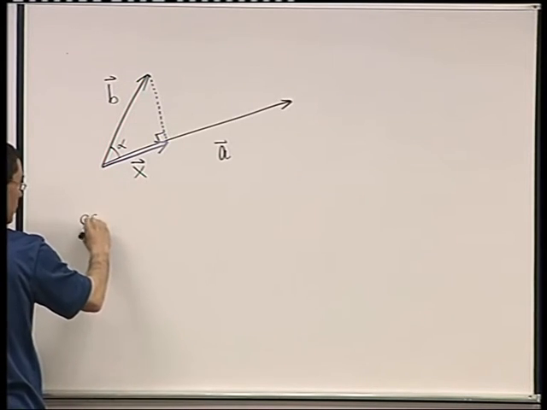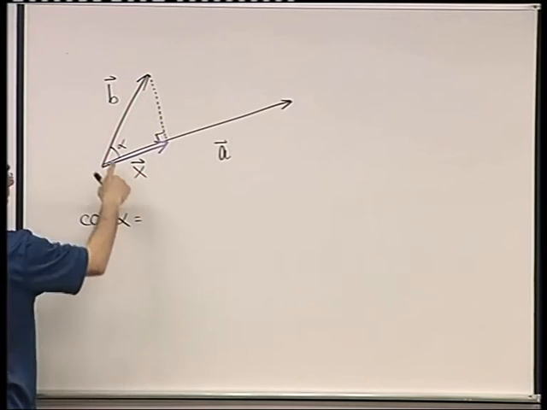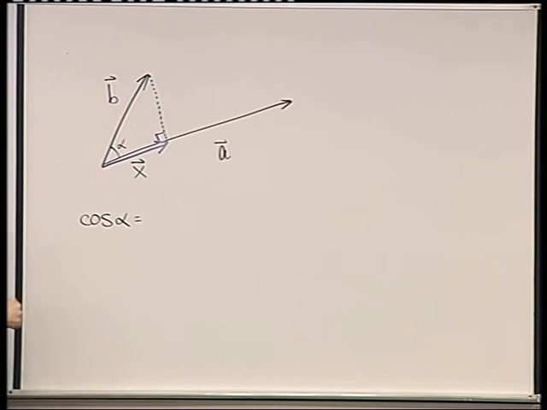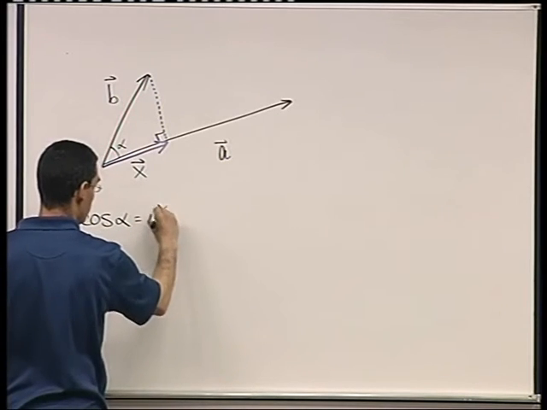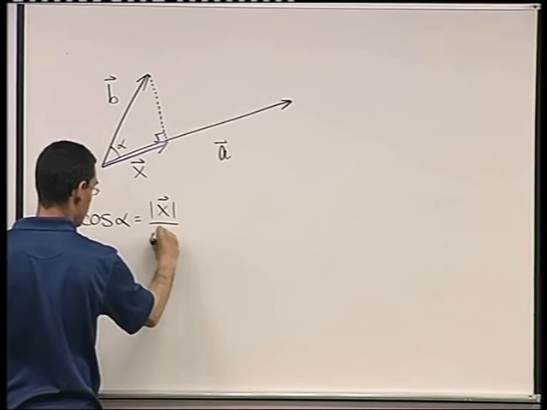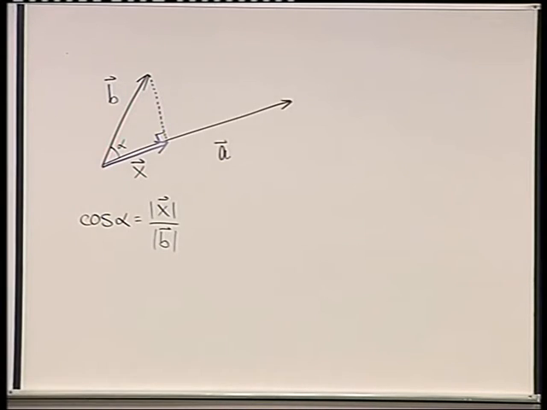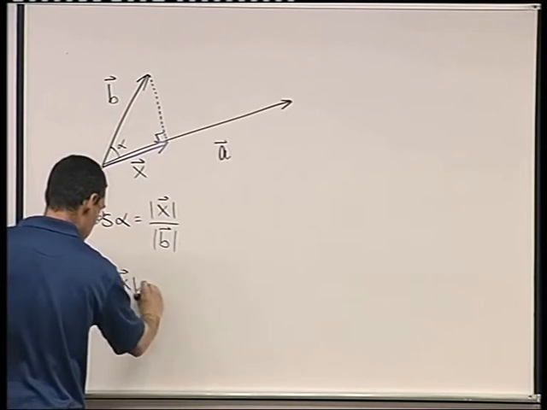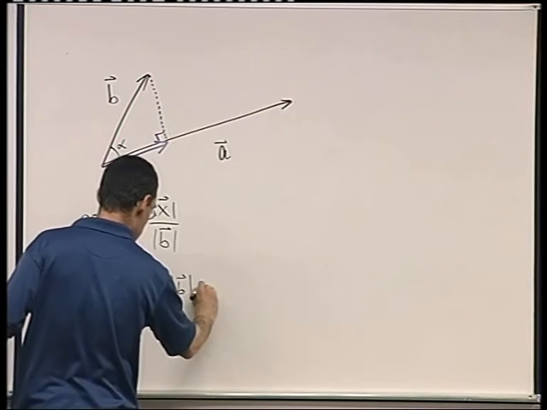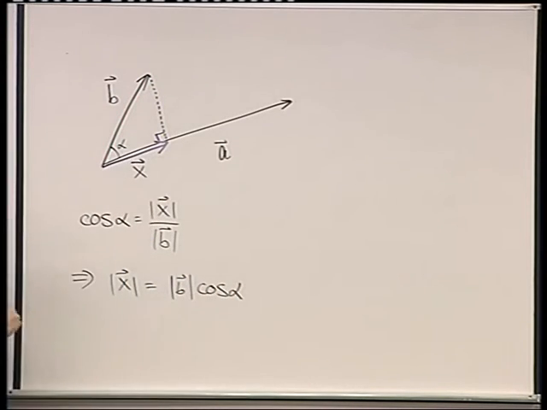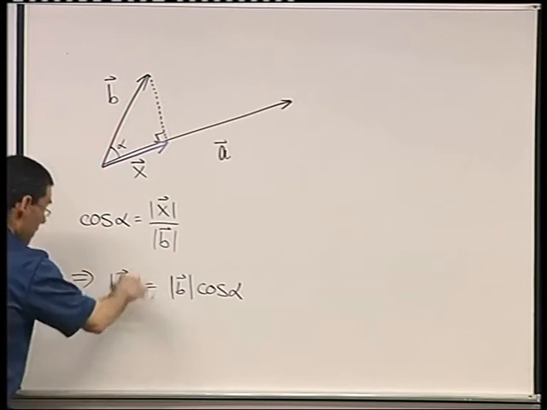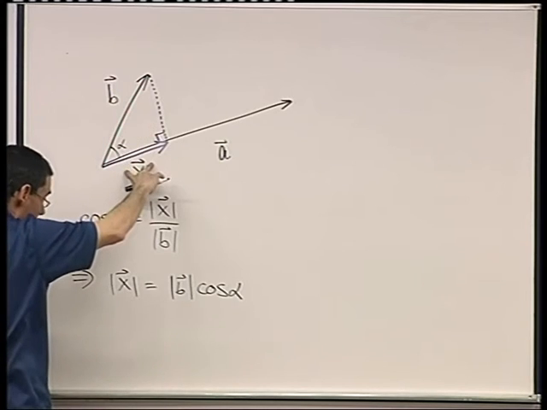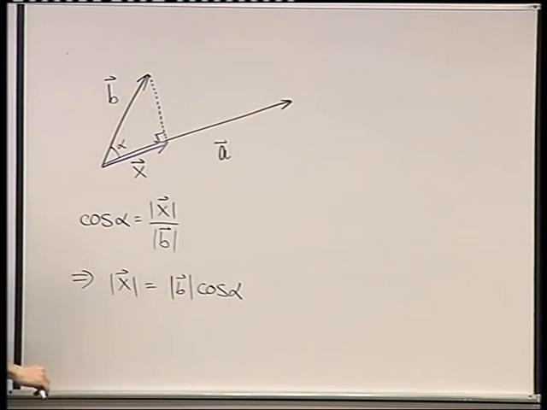Do you agree that cosine of alpha is the length of x divided by the length of b, in this right triangle? Does everybody see that? Say yes, come on. Thank you. Therefore, the length of x equals the length of b times cosine of alpha. Do you agree? So the length of the projection of b on A is b cosine alpha.